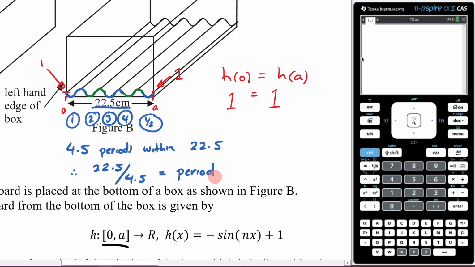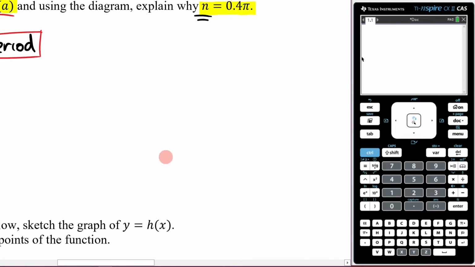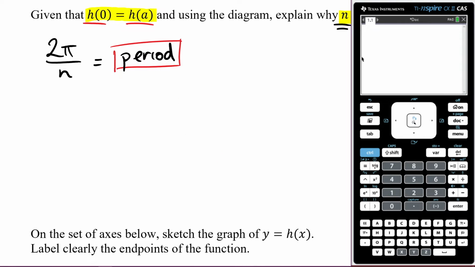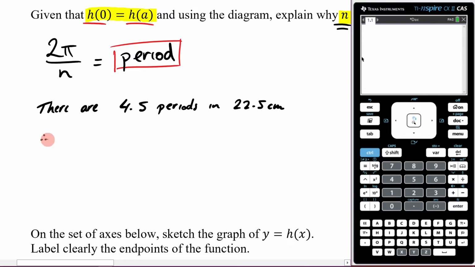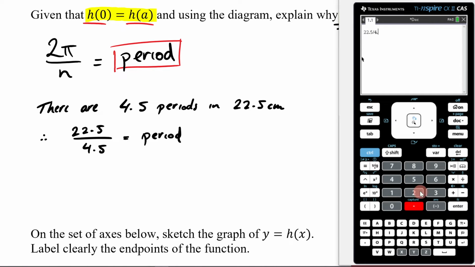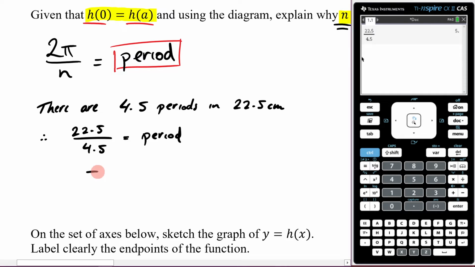So all I'm going to do for my working out now is show that information. I'm going to come down here and make sure I show all of that very clearly. So I'm going to say, based on what we've seen there, there are 4.5 periods in 22.5 centimeters. Therefore, 22.5 over 4.5 will be equal to a period. And then I'd come to my calculator and go, what's 22.5 divided by 4.5? And it's going to be equal to 5. That means 5 is the period.